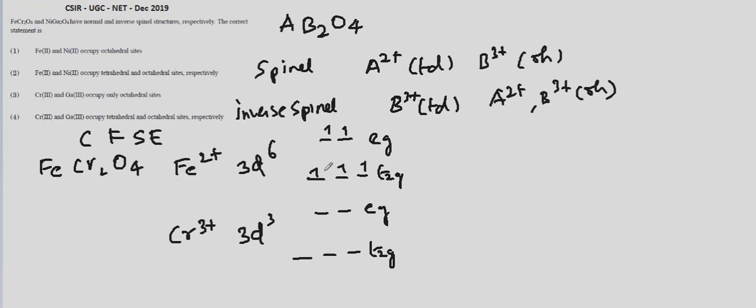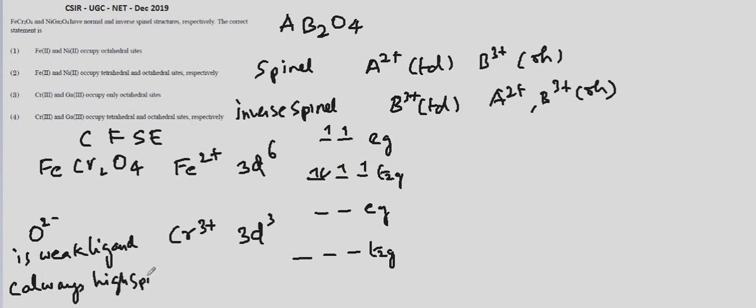We always go for a high spin complex. The reason is the oxide ion is a weak ligand. So always high spin complex. So we are filling up for the Cr3+ as well.